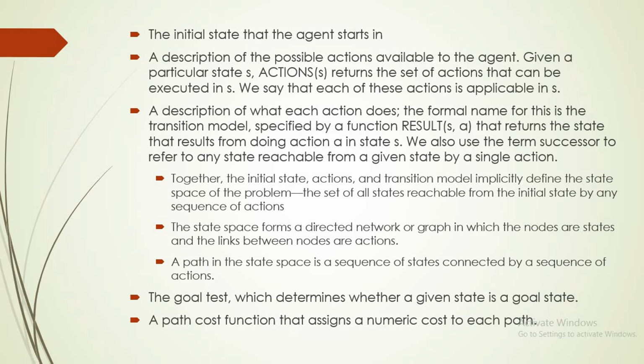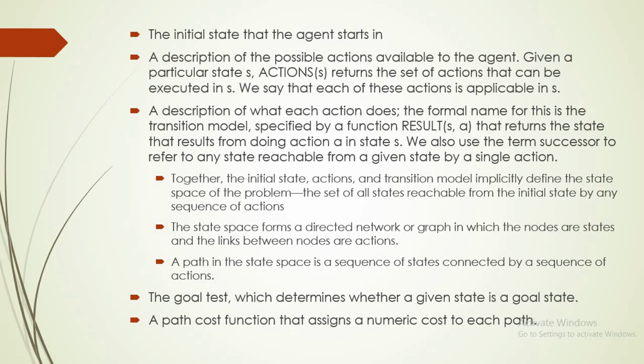The goal test, that's the fourth component, determines whether a given state is a goal state. It's very important to check, because the idea of a problem solving agent is we want to achieve a goal, so we need to check whether we are in that goal. And the fifth is the path cost, a function that assigns a numeric cost to each path.